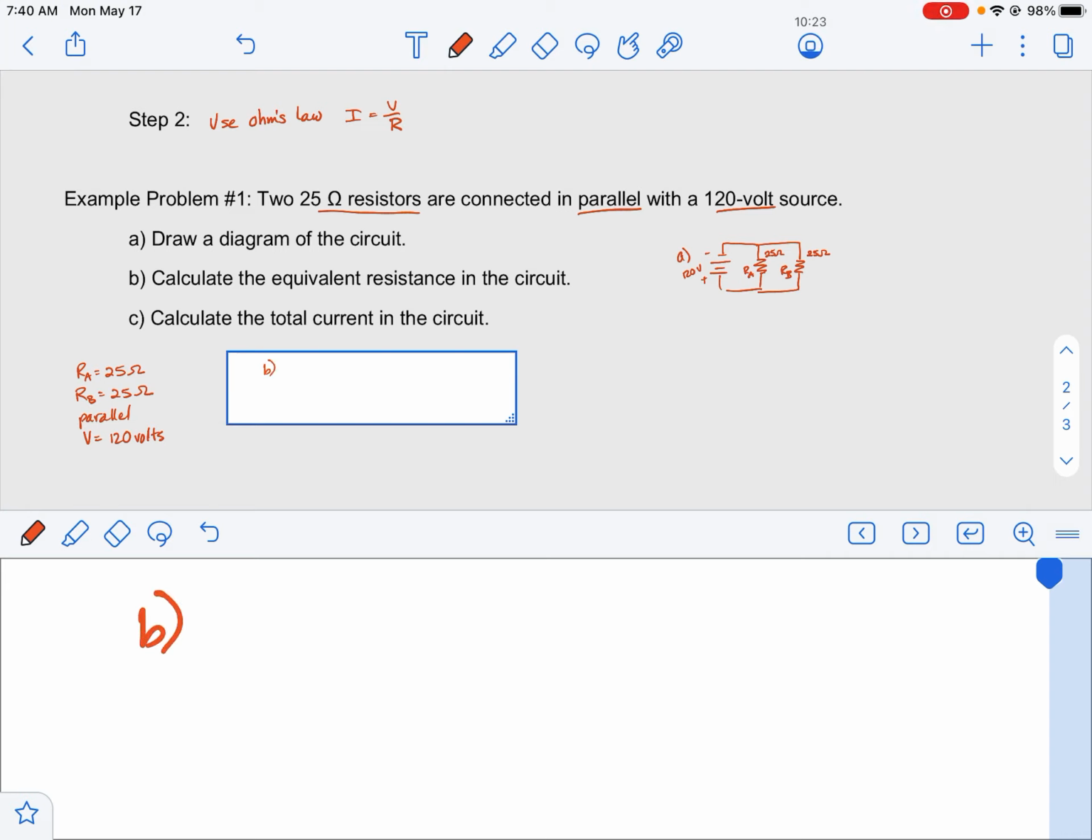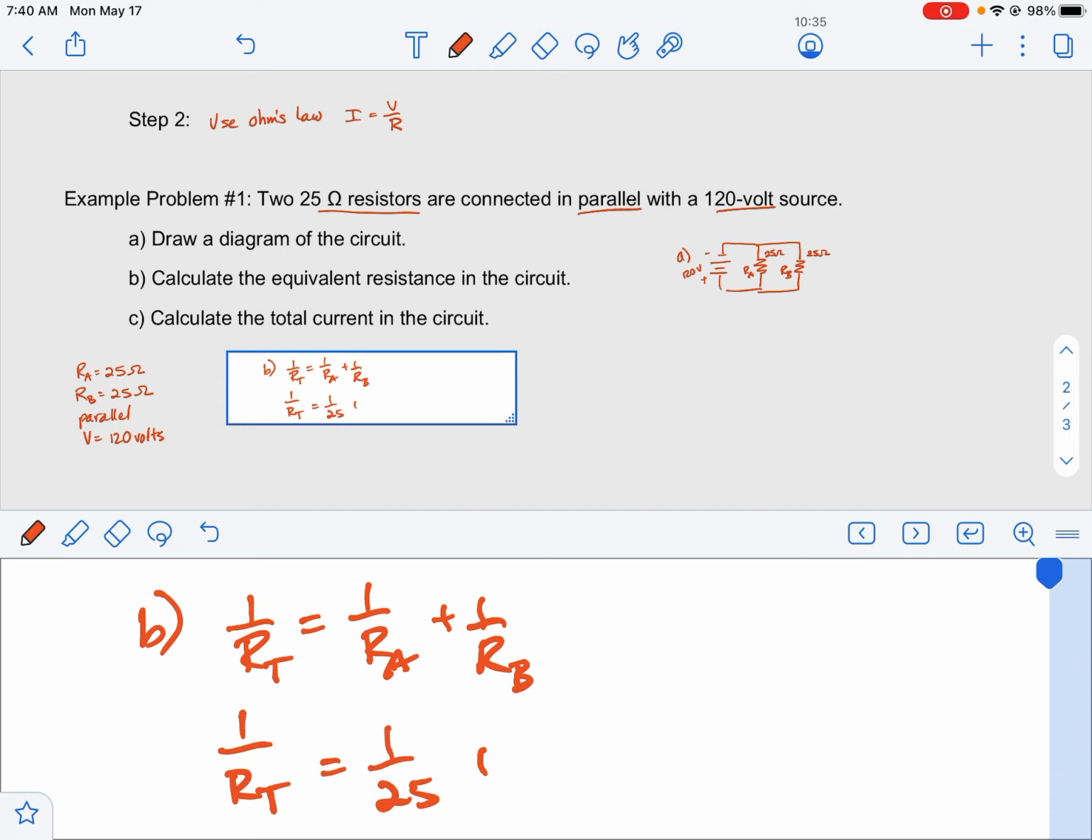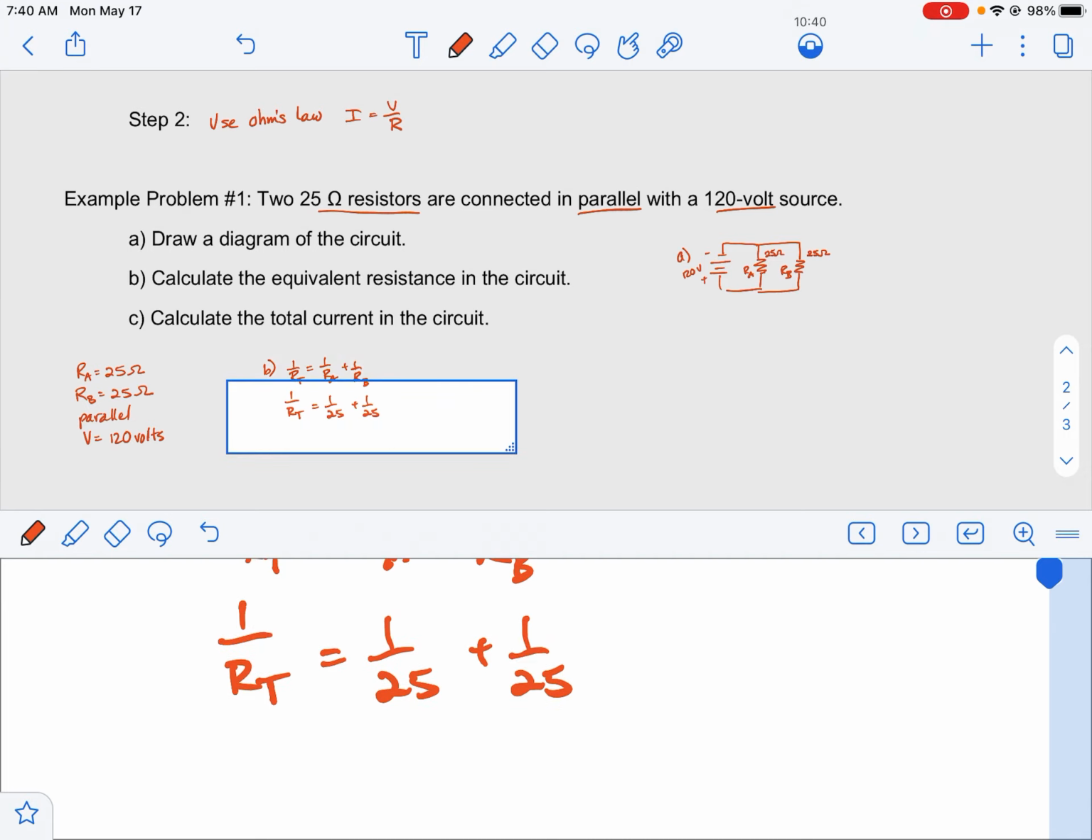All right, part B. So I'm going to have 1 over R total. In this case, I only have RA and RB, so that's what my formula looks like. I'm going to plug in everything that I know. 1 over 25 plus 1 over 25. Now, think back to grade school, okay? Remember, when you add fractions, you add the numerators. So 1 over RT, 1/25 plus 1/25 is 2/25. And this is fine, great, except we're not done, because I don't want to know what 1 over RT is. I want to know what RT is.